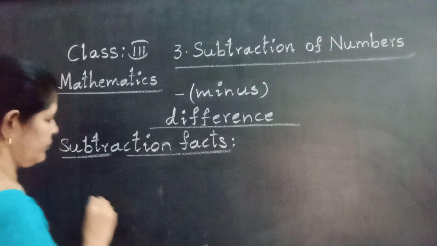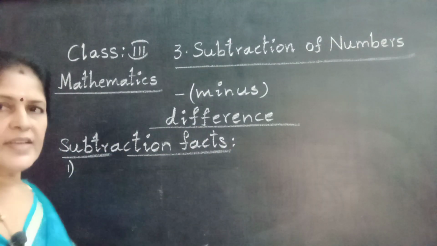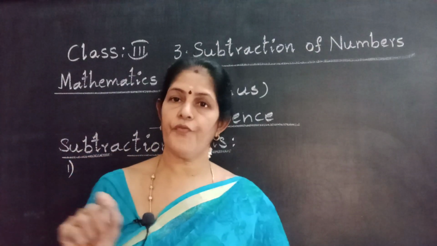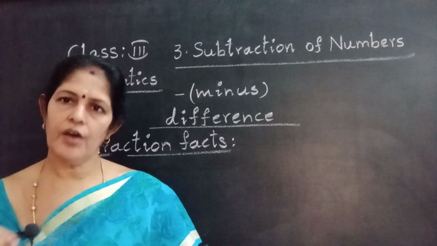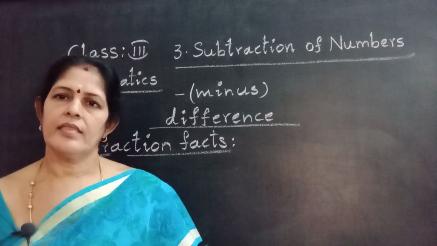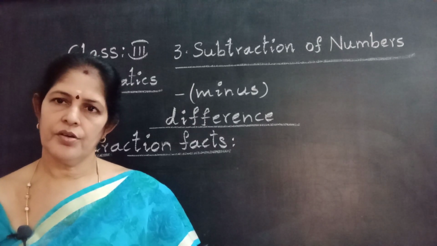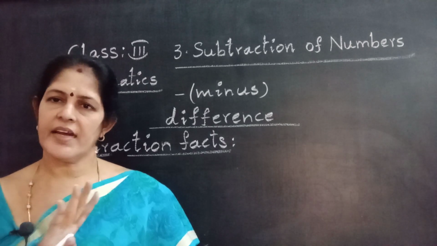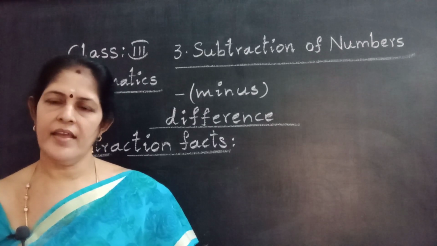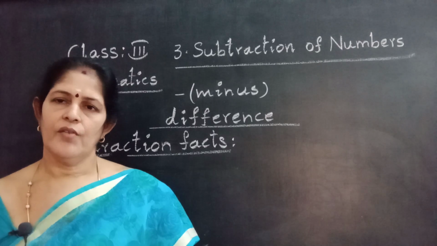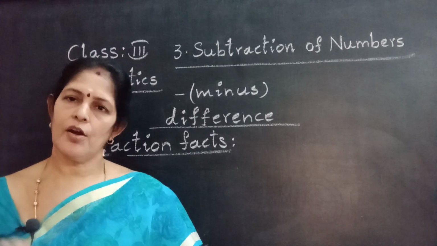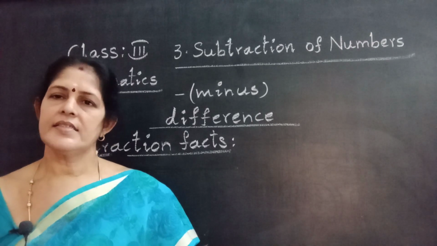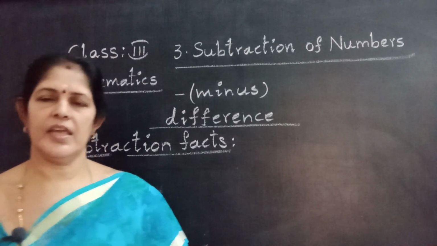First one. When we subtract 0 from a number, the answer is the same number. The answer does not change. Why? 0 means nothing. When we subtract 0 from a number, we get the same number as the answer.